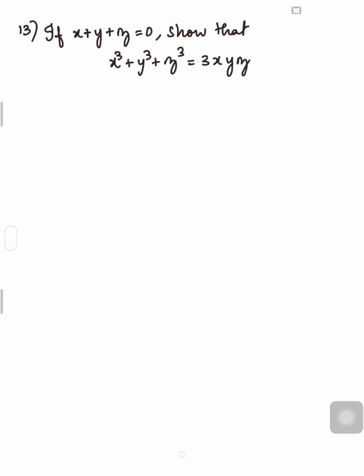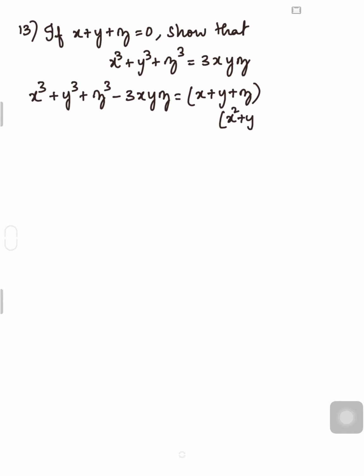If x plus y plus z equal to 0, show that x cube plus y cube plus z cube is equal to 3xyz. This is nothing but the conditional identity. So what is that given identity? This I have already taught you when I gave you the identity, right? So first use that identity, a cube plus b cube, that formula. So x cube plus y cube plus z cube minus 3xyz, that is given by what? X plus y plus z into x squared plus y squared plus z squared minus xy minus yz minus zx.